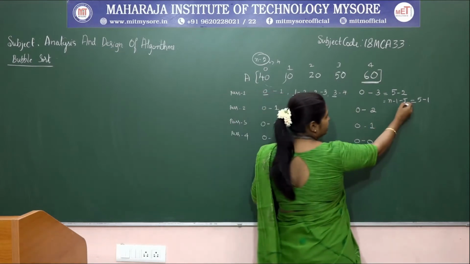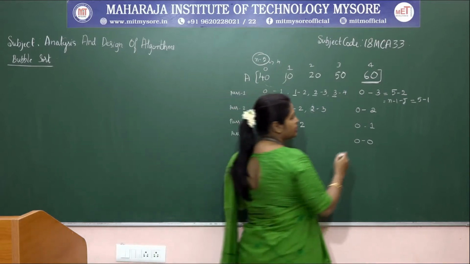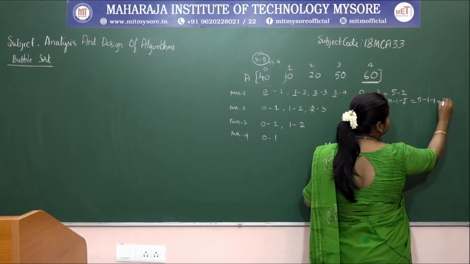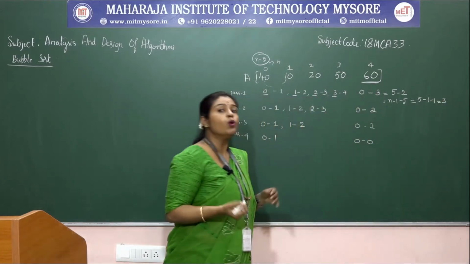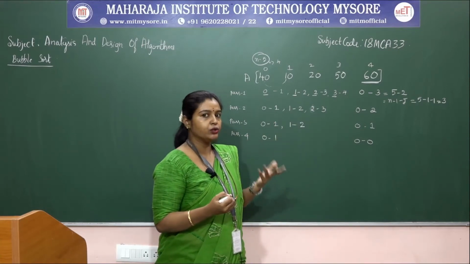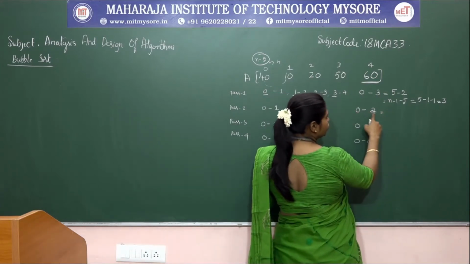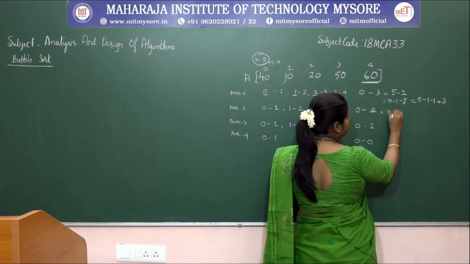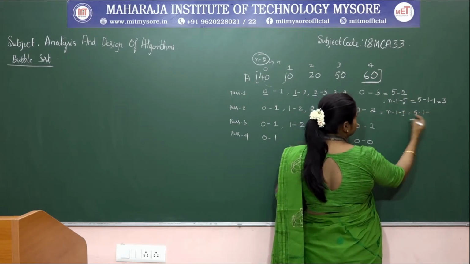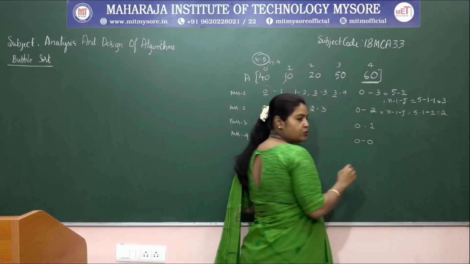Next, j is nothing but the number of passes you have taken. This is the first pass we are taking, so minus 1: 5 minus 1 is 3. So we are going up to the third position. Likewise here, 0 to 2 can be written as n minus 1 minus j, that is 5 minus 1 minus j. What is the pass number? It is 2. So like this we can write.